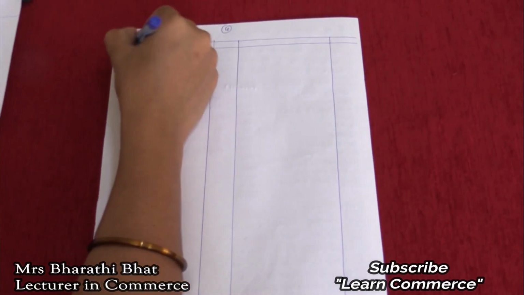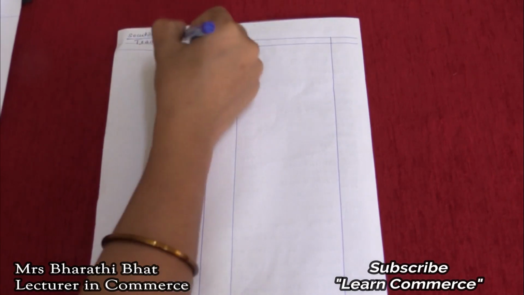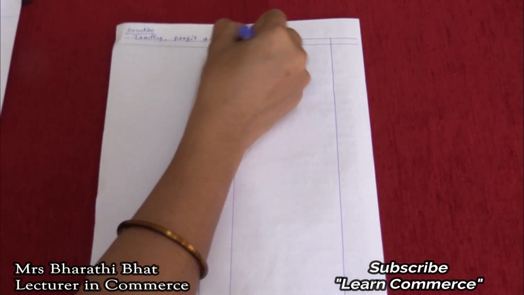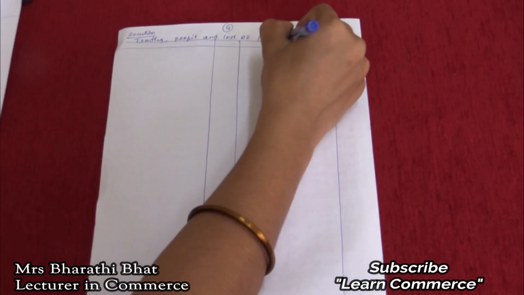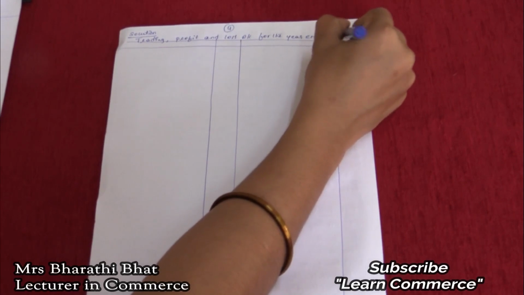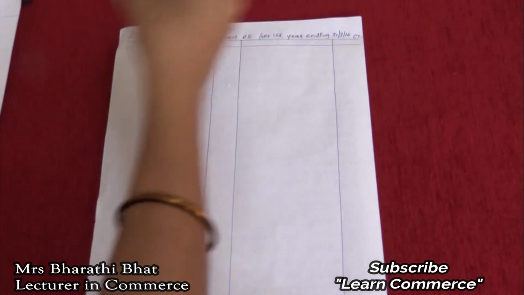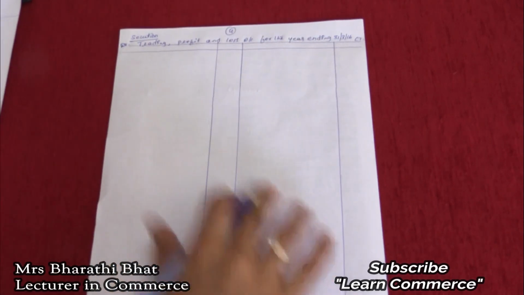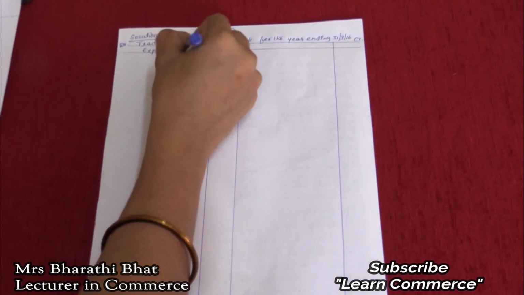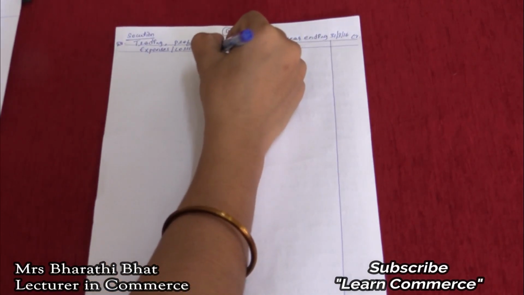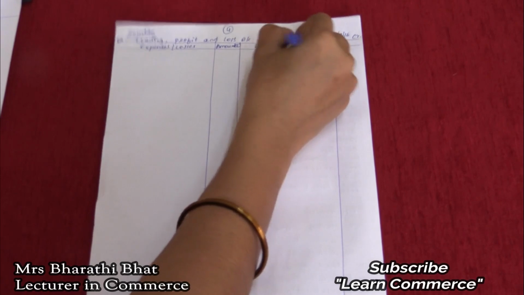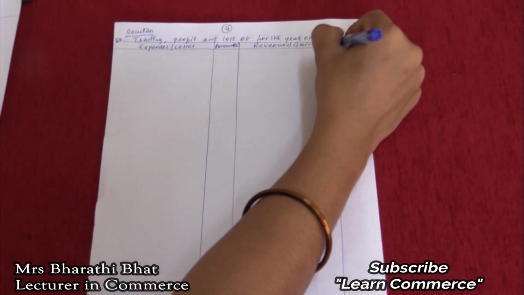This is a trading profit and loss account for the year ending 31st March 16. Don't forget to write debit and credit, it's very important. Then fill these columns: expenses or losses, amount in rupees, revenues or gains, amount in rupees.